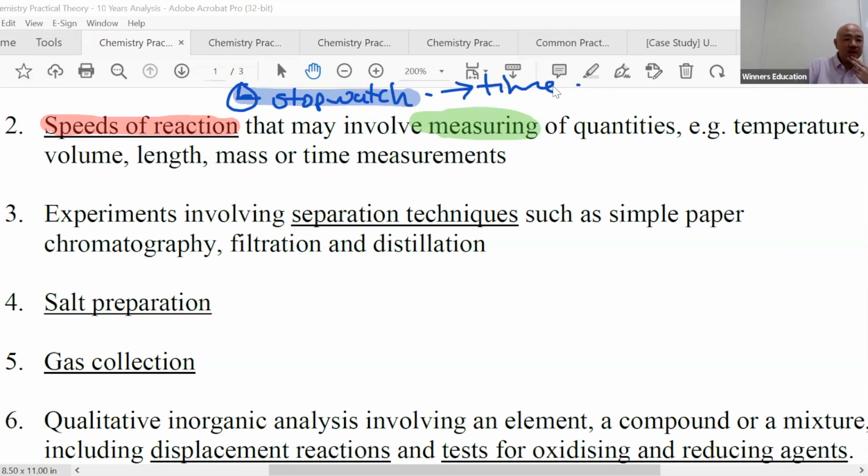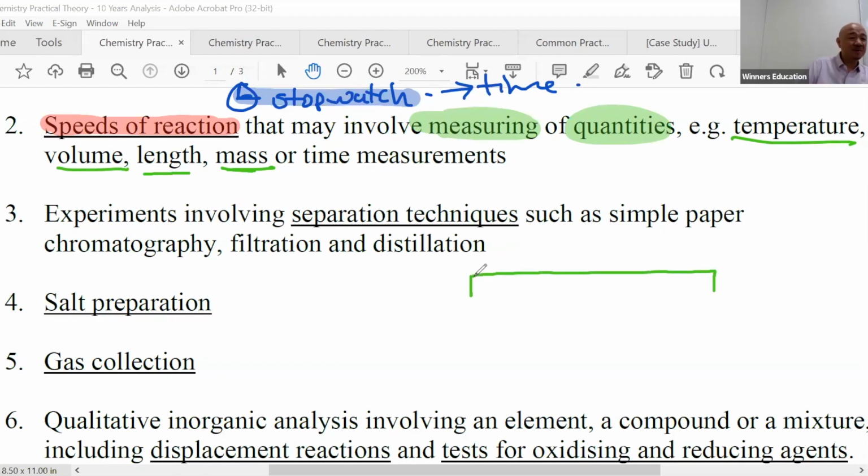And then you need to measure something else. The common one in physics is distance, but in terms of speed of reaction we don't have distance to measure. We never use length. So to us, it's always temperature, volume. No, they say length cannot, so be very careful. Mass or time, time we all know, but mass, how can they do this? Very unlikely, but I don't know.